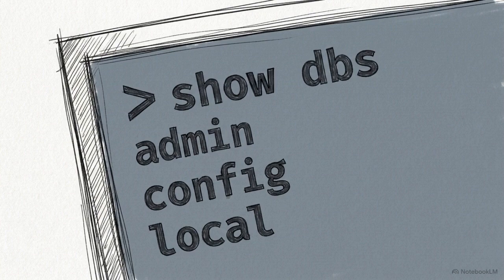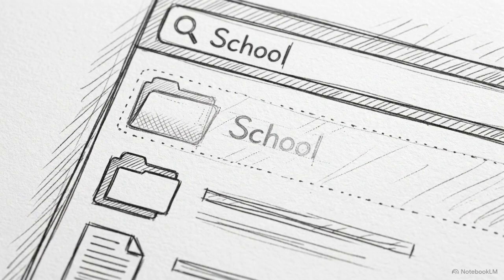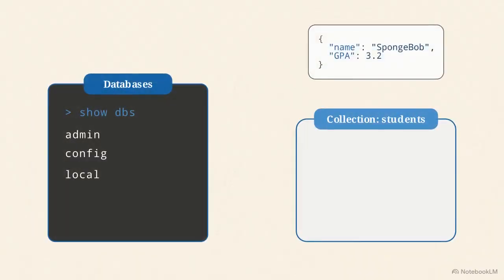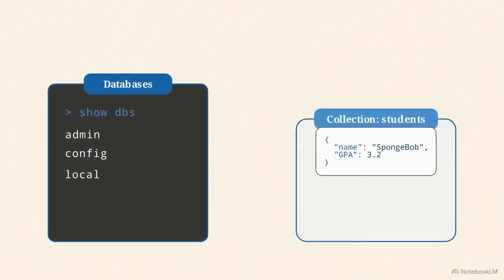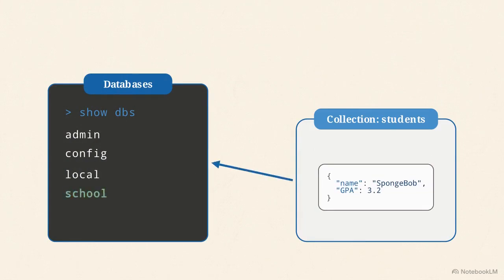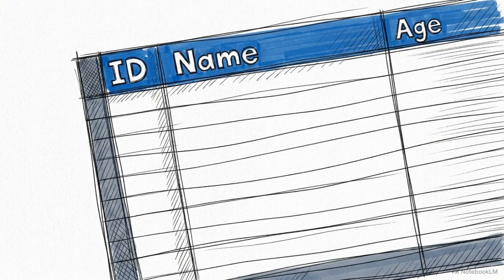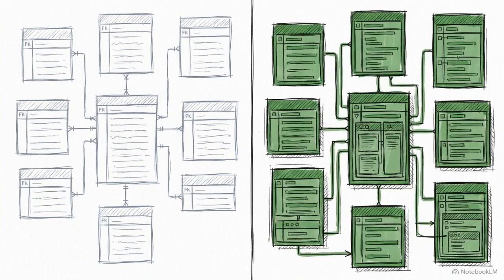However, if you run the show dbs command to list your databases right now, your new school database will not appear in the results. This occurs because MongoDB requires an actual document to be inserted into a collection before the database structure is permanently saved to the system. The commands we've used so far create the framework, but the database isn't fully recognized until it holds real data.